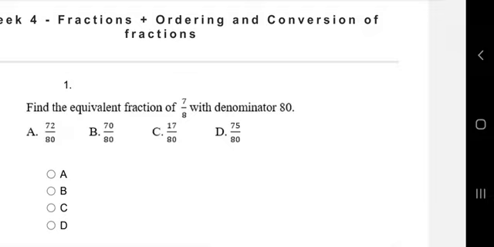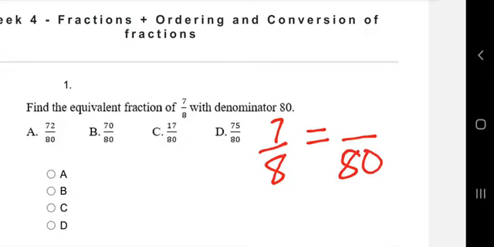So the first one, find the equivalent fraction of 7 divided by 8 with denominator 80. So what that means is that we have 7 over 8 equals, so the denominator will then change to 80. So what will be the numerator now? That is the question. Now from what you can see here, this is 80. So something has been multiplied by 8 to get 80. So what we're going to do is just say 80 divided by 8. So that gives us 10.